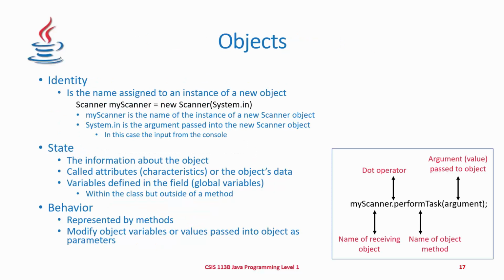So a little deeper look at objects. Again, we talked about identity. In our example, myScanner is the identity of the object that we're creating. So as we copy this class code using the new operator, we're assigning that into myScanner, which now is referred to as an object within our program. And then again, System.in is the parameter.